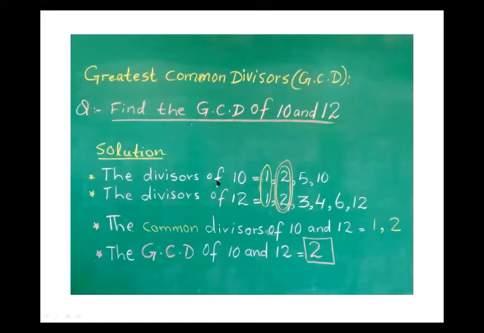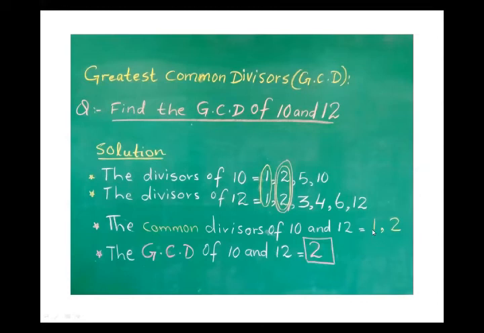You first list out the divisors of 10, which are 1, 2, 5 and 10, and the divisors of 12 are 1, 2, 3, 4, 6 and 12. After listing the divisors, you find the common ones between them. The common divisors of 10 and 12 are 1 and 2.